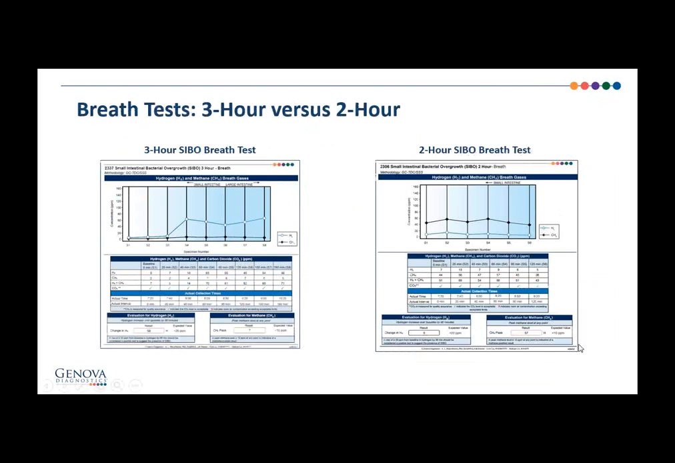So this is a picture here of our 3-hour SIBO breath test on the left and our 2-hour test on the right.